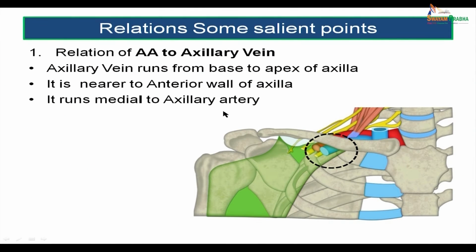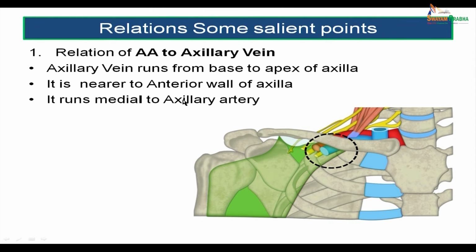Some salient points: relation of axillary artery to axillary vein. Coming back to the diagram, this is the axilla, the upper part of the axilla, and we can see structures passing into the axilla from the neck. Blue color is the axillary vein, which lies medial to the axillary artery. The red color is the axillary artery. We have to remember that the axillary vein runs from base to apex of axilla.